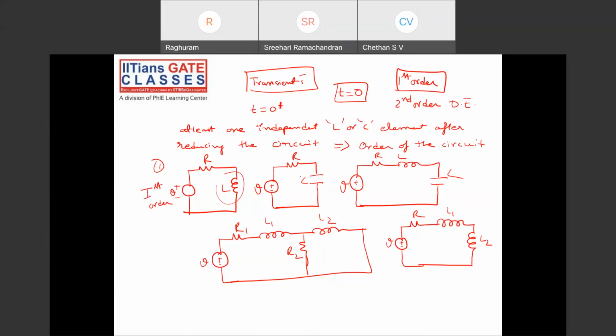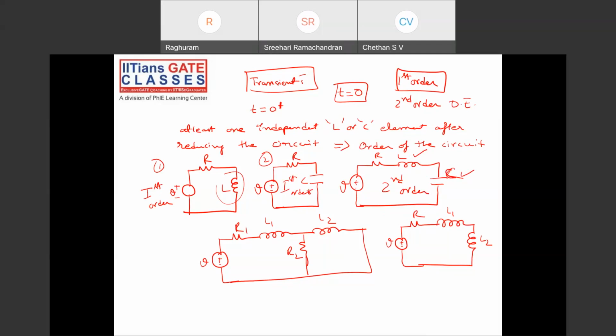Similarly, this one has only one as well, so this is also a first order circuit. Here you have two independent L and C elements, right? So this is a second order circuit.